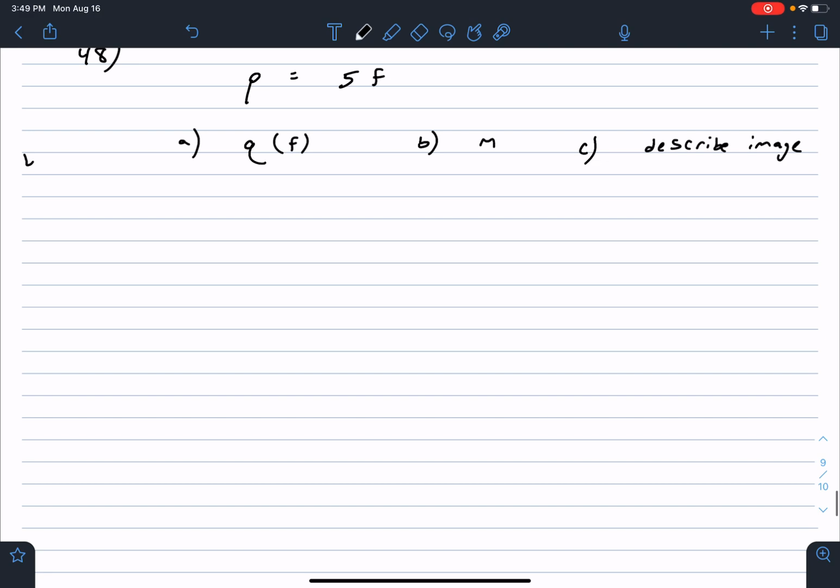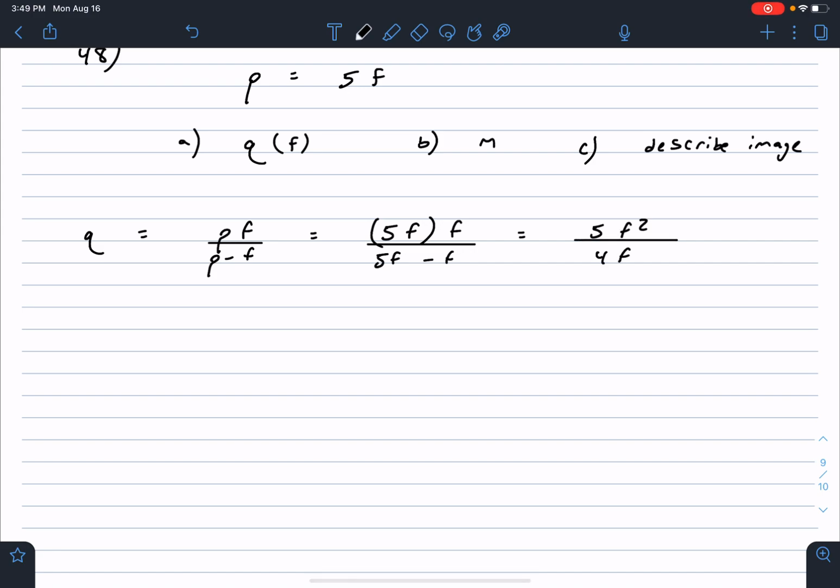Okay, so using our formula that we have solved for Q a bunch of times up to this point, we have P times F over P minus F. P is 5 times F. 5F times F over 5F minus F. 5F squared over 4F. 5/4 times F. That's Q.